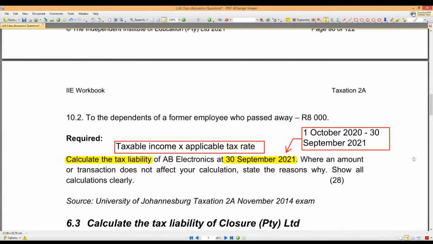What they also tell you is when an amount or transaction does not affect your calculation. So that means if it is a zero, so it has a zero value, you have to give a reason why. Now the reason can be it is not allowed, it is capital in nature, for example, if it's a general deduction, or it is prohibited in terms of Section 23, or it does not meet the requirements of a specific section to be deducted.